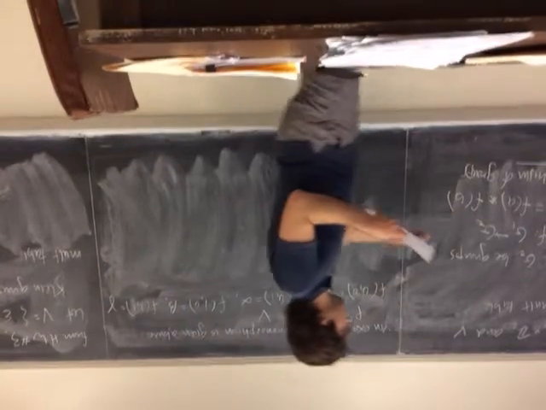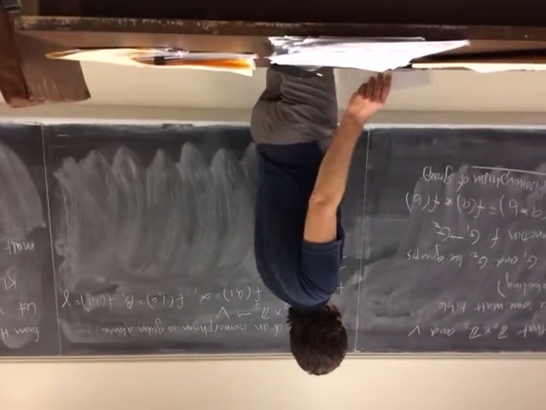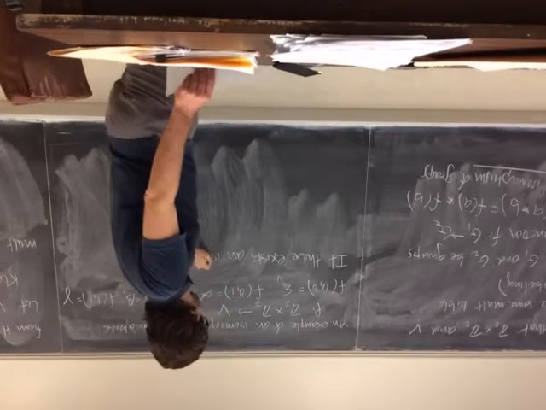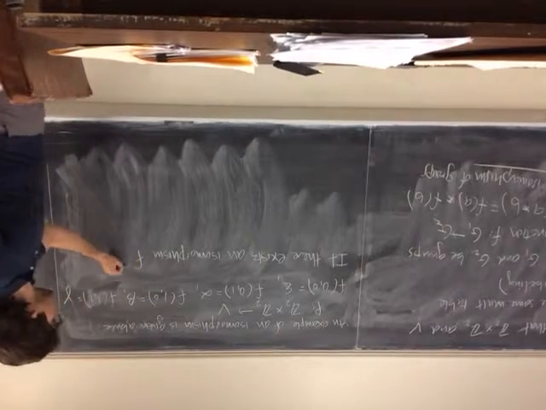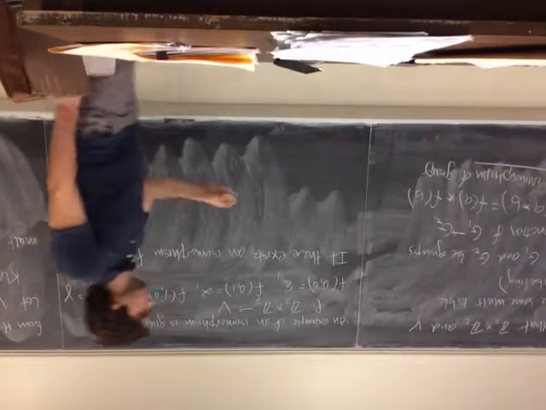I should give you one more definition here. If there exists an isomorphism from G1 to G2, we say that G1 and G2 are isomorphic.